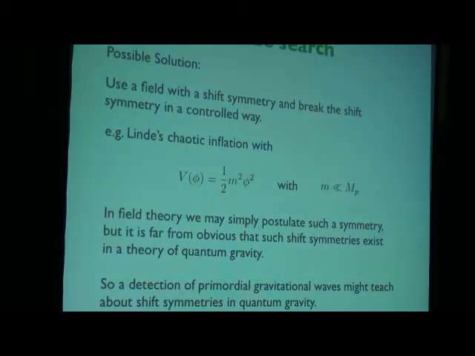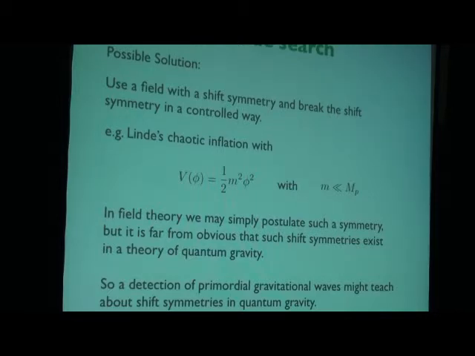The shift symmetry helps because then all the couplings to the higher dimension, to the heavy degrees of freedom, must be through derivatives. And if you're coupling through derivatives, the wave does not affect their masses, and so you're not changing the spectrum as you move your field. You have to break it because otherwise there's no way to end inflation.